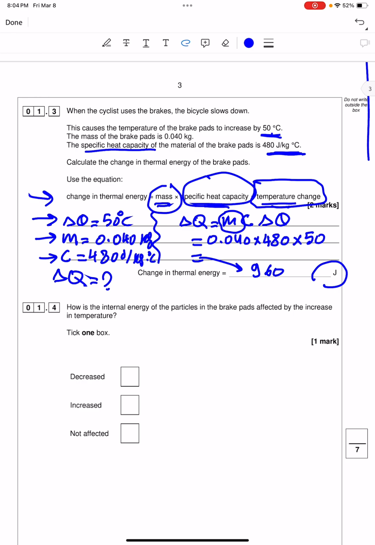Now the fourth part, how is the internal energy, we're talking about the energy of the particles in the brake pads, affected by the increase of temperature. So the temperature is increasing. What do you think is going to happen to the energy of the particles inside the pads? Well, that's an easy question. It's a gift question. Energy and temperature, they always have some kind of direct positive relationship. So it will increase. We're done with this. Good luck.